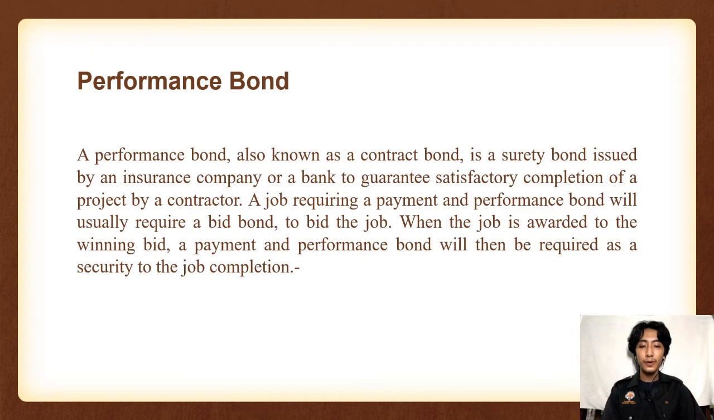First, performance bond. A performance bond, also known as a contract bond, is a surety bond issued by an insurance company or a bank to guarantee satisfactory completion of a project by a contractor. A job requiring a payment and performance bond will usually require a bid bond to bid the job. When the job is awarded to the winning bid, a payment and performance bond will then be required as security for the job completion.